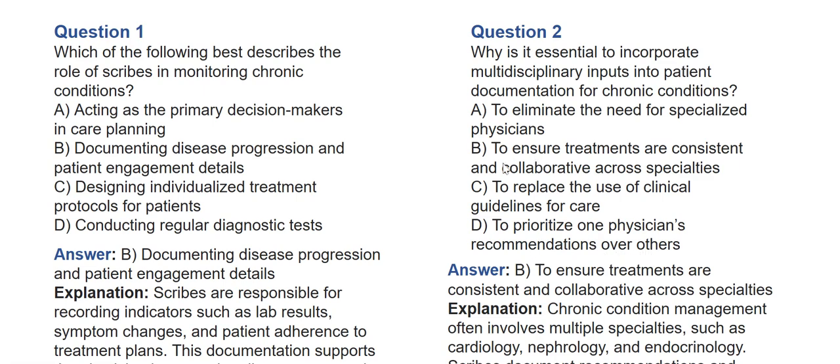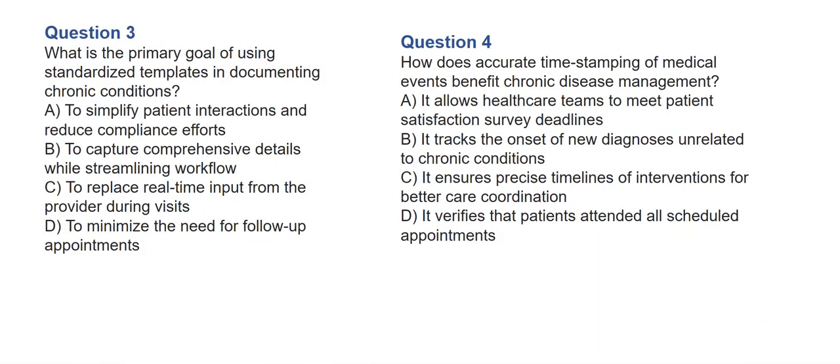Definitely the answer would be B, to ensure treatments are consistent and collaborative across specialties. As chronic condition management often involves multiple specialties such as cardiology, neurology, and endocrinology, scribes document recommendations and updates from all providers, ensuring clear interdepartmental communication and holistic patient care.